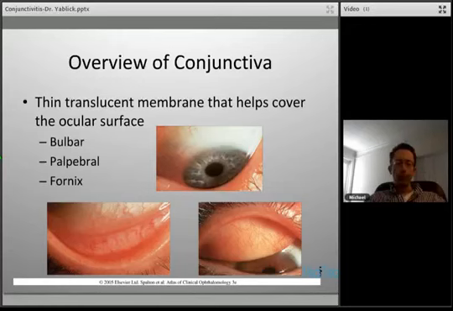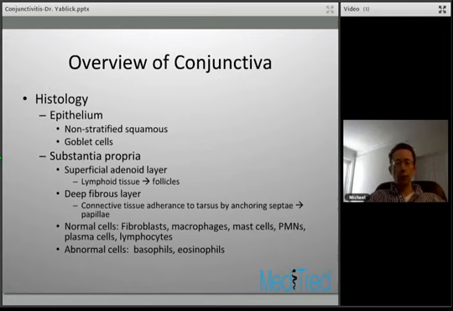So the histology of the conjunctiva is made up of basically two different portions. You have the epithelium on the surface, that's made up of non-stratified squamous epithelium with some goblet cells mixed in. And then you have the substantia propria underneath. Now the substantia propria actually is broken up into two basic layers. Superficially you have the adenoid layer. This is the layer that contains the lymphatic tissue, which will be important when we talk about the follicles or a follicular reaction that forms.